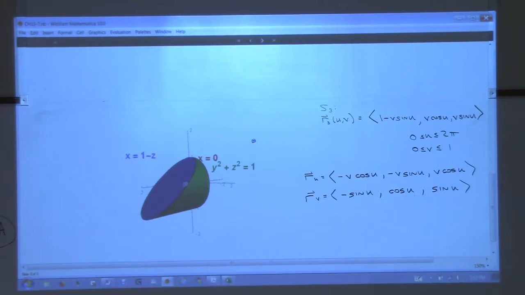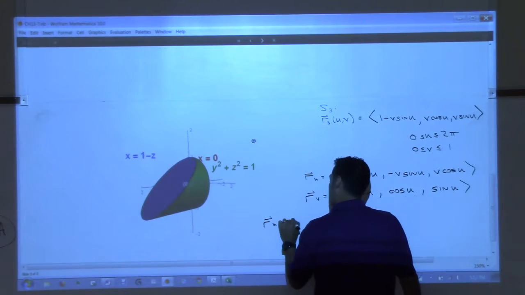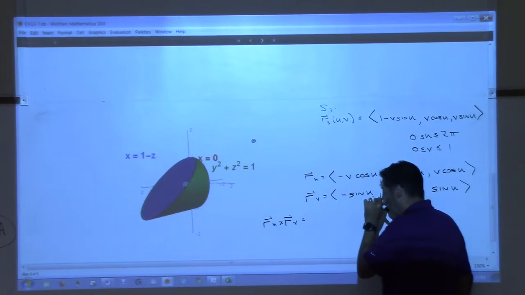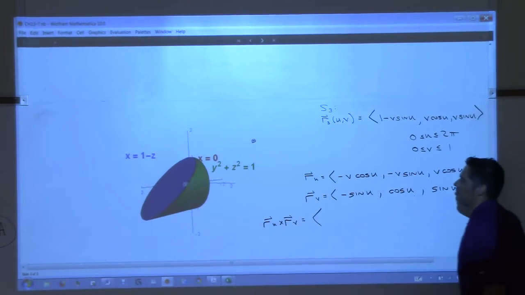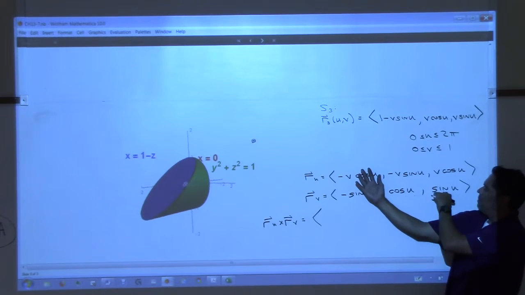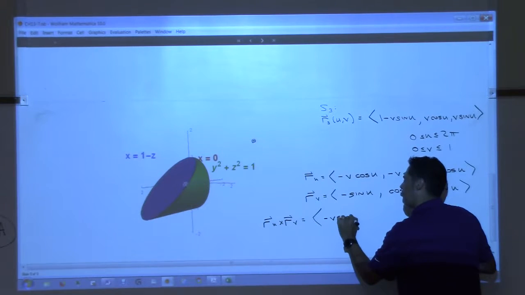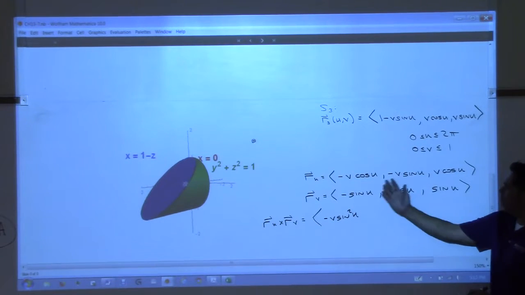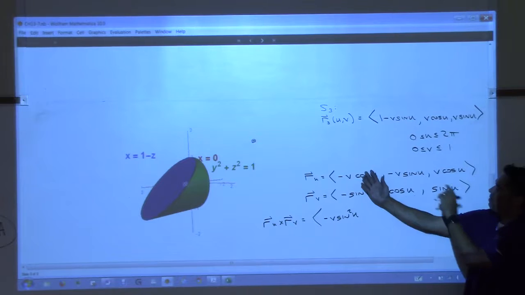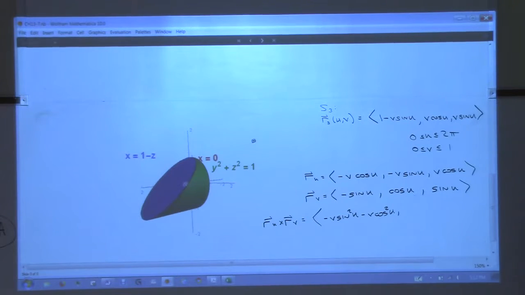Then we get to cross. All right, when we cross here to here, we get negative v sine squared u. And then when we do minus, then this right here. So minus v cosine squared u. Not too bad there, right? That's just going to become negative v, because we can factor negative v out of both of those.